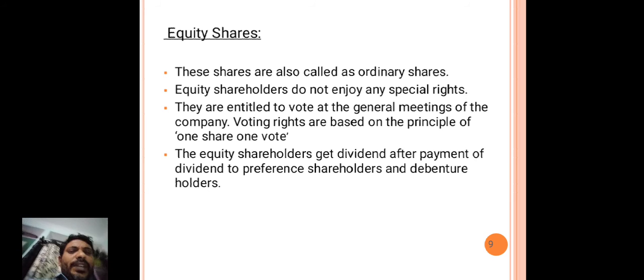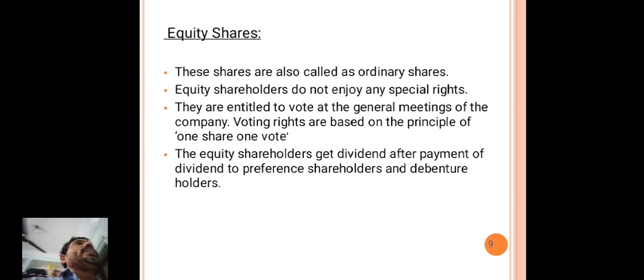So here, the equity shareholders get dividend after payment of dividend to preference shareholders and debenture holders. When compared across deferred, equity and preference shares, from the dividend point of view, the first distribution priority is given to preference shareholders. Then the second priority goes to the equity shareholders, and the last priority is given to the deferred shareholders. This is the main important point we have to remember.